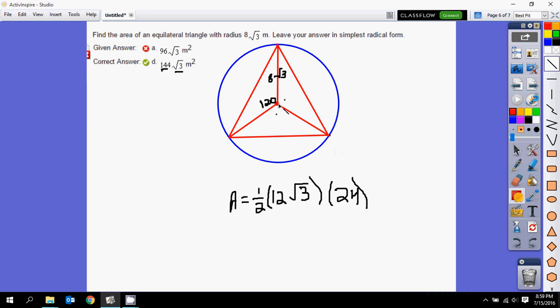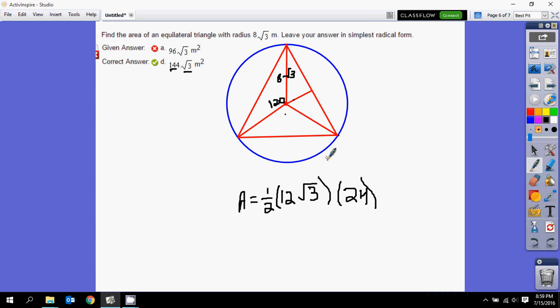So the only way to get to a 30, 60, 90 or a 45, 45, 90 is I notice that if I were to split that triangle in half, I'm splitting the 120 in half, which is going to give me a 60 degrees. So now I know I've got a right angle here. I know that I've got a 30, 60, 90 triangle with a hypotenuse of 8 root 3.